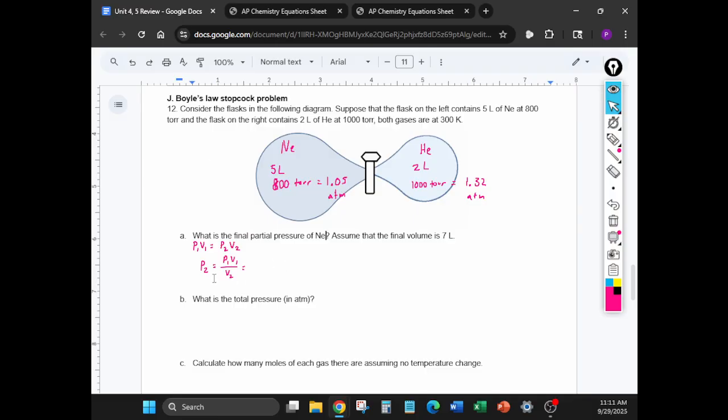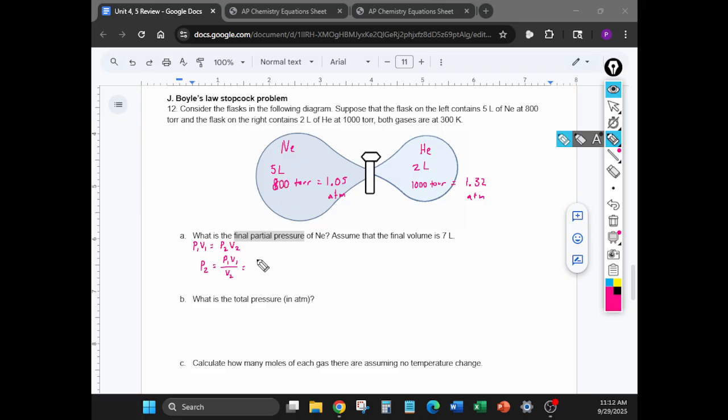Okay, so we are going to rearrange the equation for P2 because that's what we're looking for, the final partial pressure. And then we're going to plug in our numbers. For neon, our starting pressure was 1.05 ATM times 5 liters divided by the new volume, which is just the combined volume, which is 7. I think it says it right there for you. So 1.05 times 5 divided by 7 will give you 0.75, and that is going to be your new partial pressure for neon. Everybody good with that?